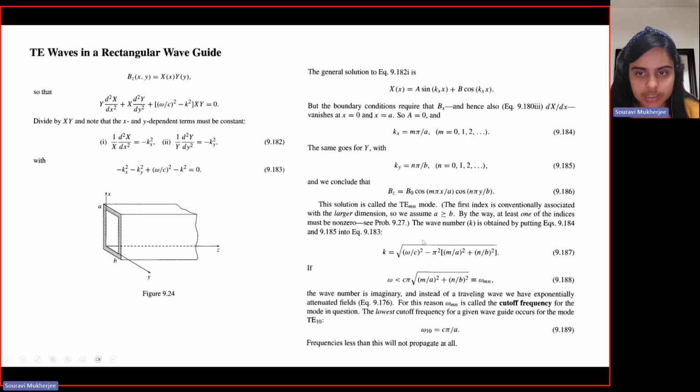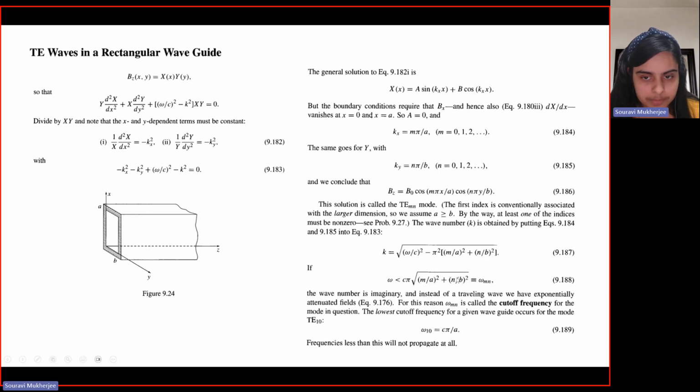Now here, if this is your Bz, you know kx, you know ky, and if you say my wave is propagating along z, and if there is no dielectric here, you know that the velocity of the wave should be c. So from here, if you know the frequency, this is the relation that your wave number should hold. Now, this is telling you something interesting. It's telling you that if your omega is less than this value, what is omega? The frequency.